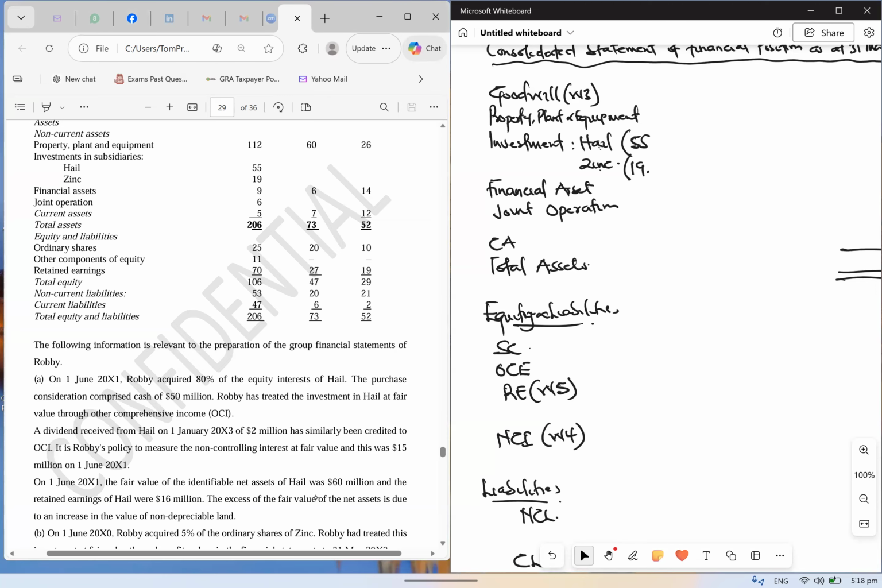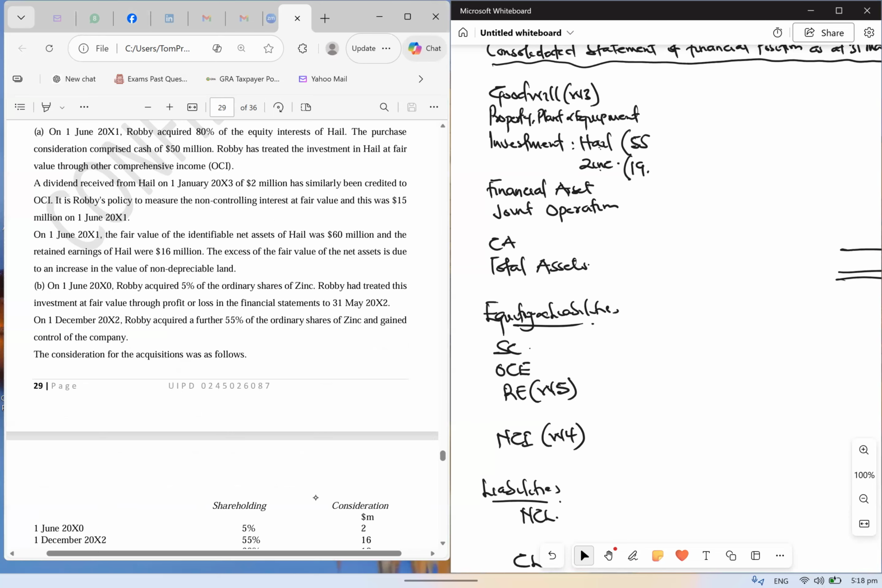All right. B. On June X0, Robbie acquired 5% of the ordinary shares of Zinc. Robbie had treated this investment as fair value through SPL. Okay. So it means any gain is done in the SPL. That's the meaning. On 1st December 20X2, Robbie acquired a further 55% of ordinary shares of Zinc and gained control. So this is a step acquisition.